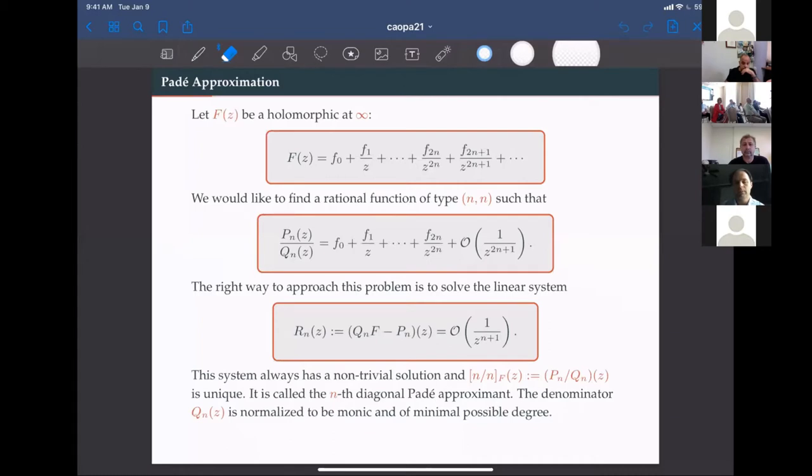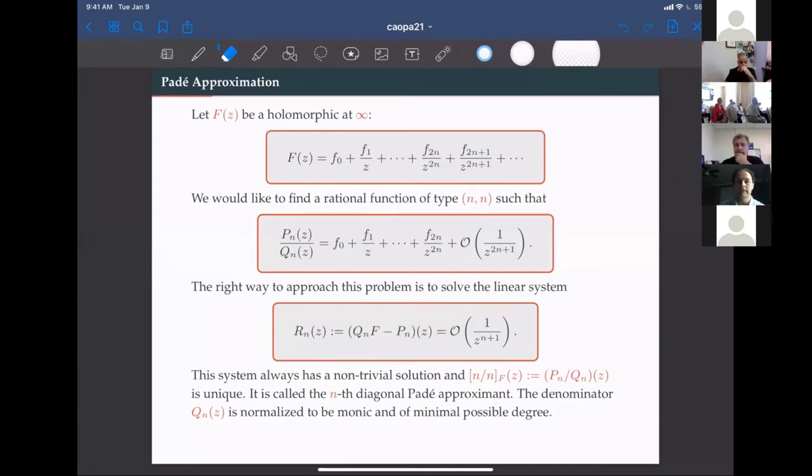We can solve this problem, but the right way to formulate it is actually to linearize the equation and look for polynomials Qn and Pn such that Qn times f minus Pn vanishes at infinity with order at least n+1. If you look at it this way, Pn is simply the polynomial part of the product Qn f. Whatever Q is, you're going to determine P, and Q should be chosen so that the coefficients next to 1/z up to 1/z^n vanish.